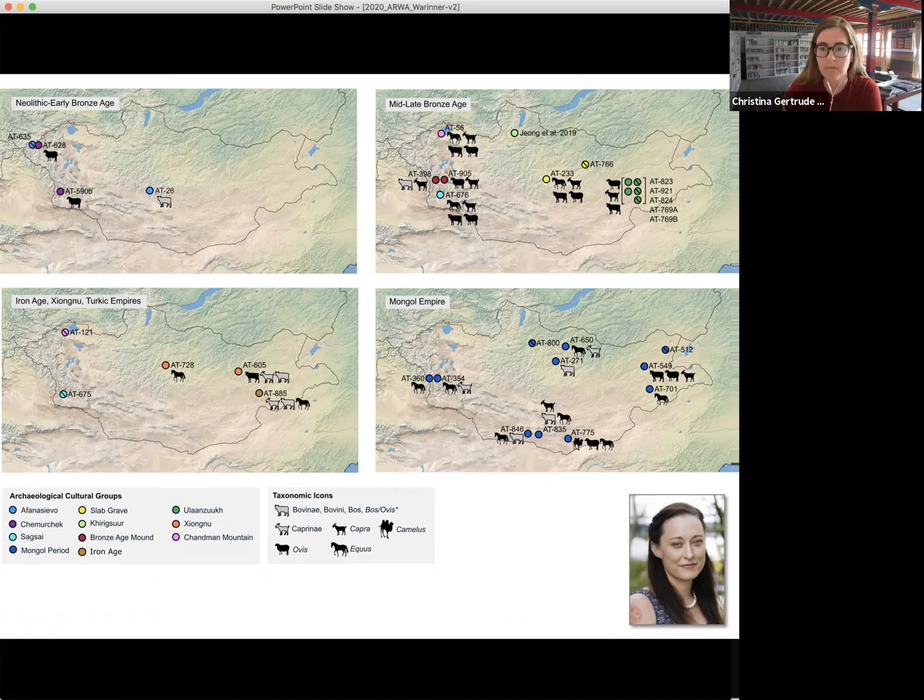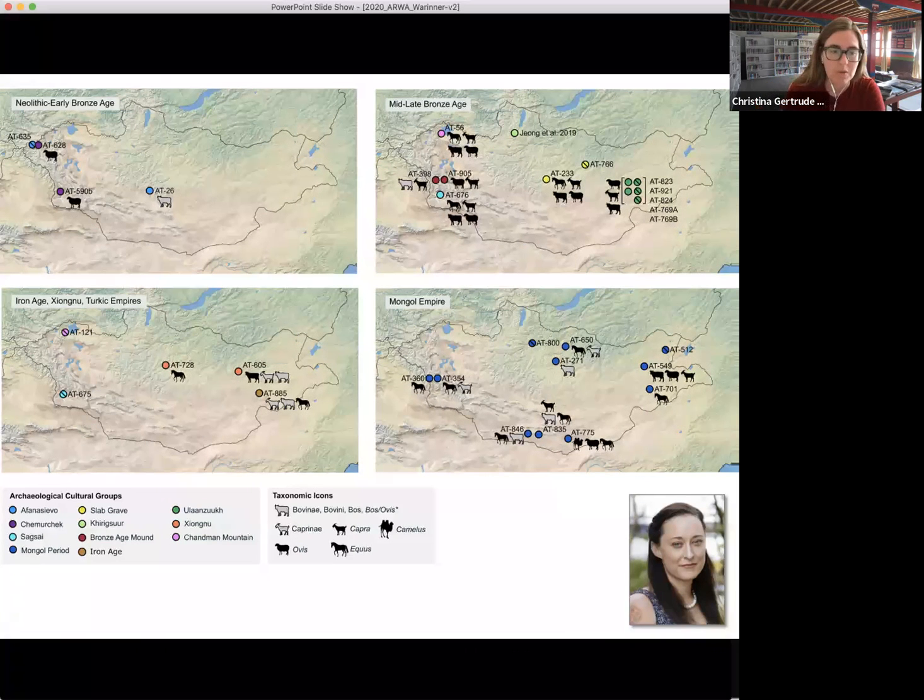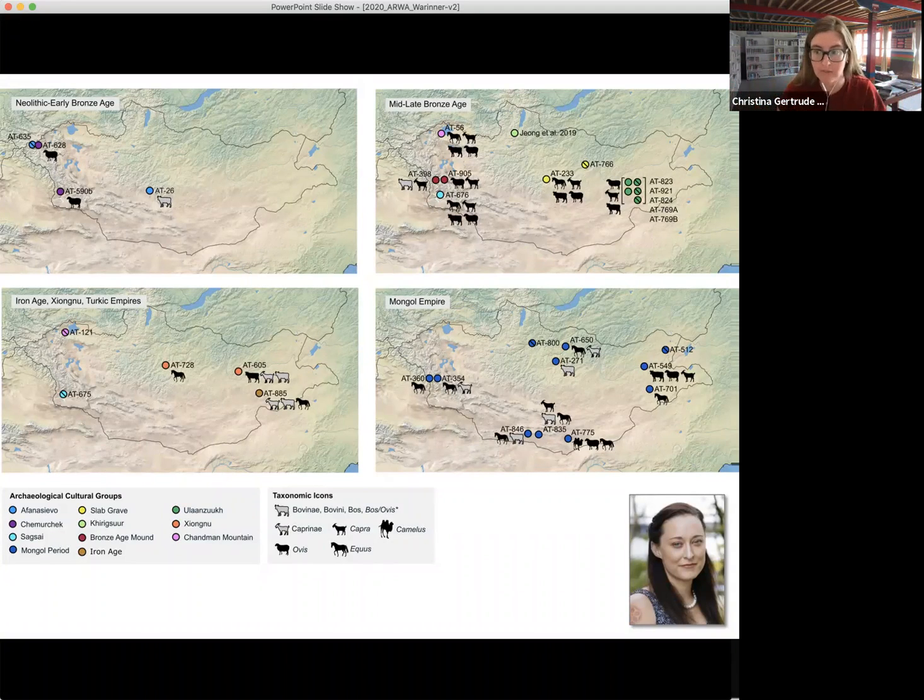The cattle, sheep, and goat comes around 3000 BC in association with the Afanasevo culture. We see that much later, during the late Bronze Age, we see the first evidence of horse milk, after which that spreads very wide. And then we see the first evidence of camel milk only during the Mongol Empire.